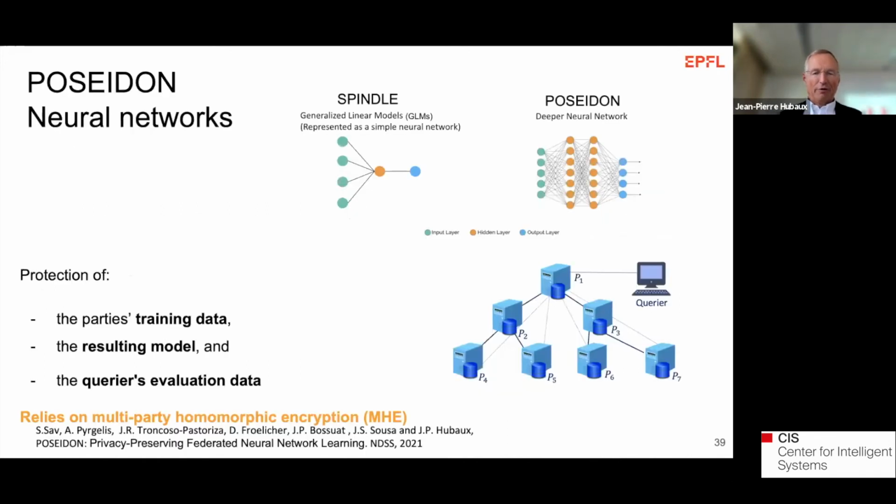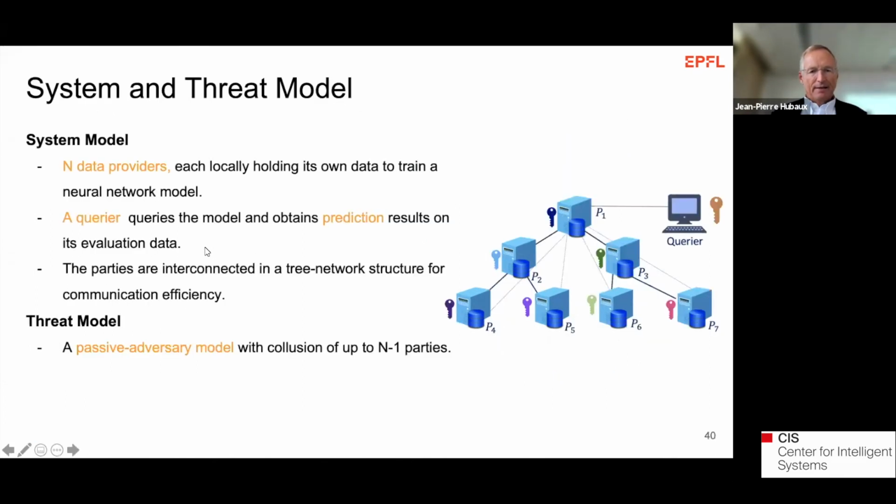So far these were only regressions. Now if we move to neural networks, we asked, can we do something that is applicable also to neural networks? To put this into perspective, what you've seen so far, Spindle, you can see as a kind of degenerated, very simple neural network depicted here. What we've done now with Poseidon is something deeper, a broader family of neural networks. Again, the goal is to protect the parties' training data, the resulting model, and the query's evaluation data. The paper was published this year at NDSS, one of the top 4 security conferences.